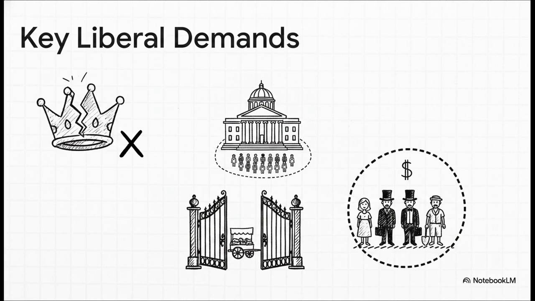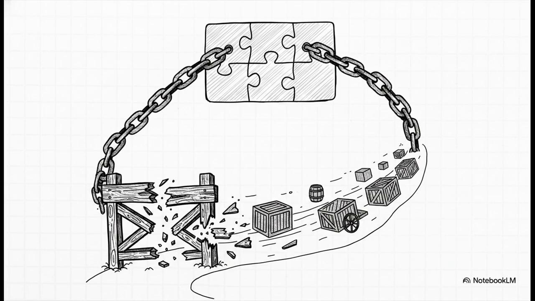Economically speaking, liberalism was all about free markets. They desperately wanted to abolish these irrational state restrictions on moving goods and capital. Just imagine trying to do business when every single tiny town has its own separate taxes and weights. It was a nightmare. So, how did they fix this economic mess?